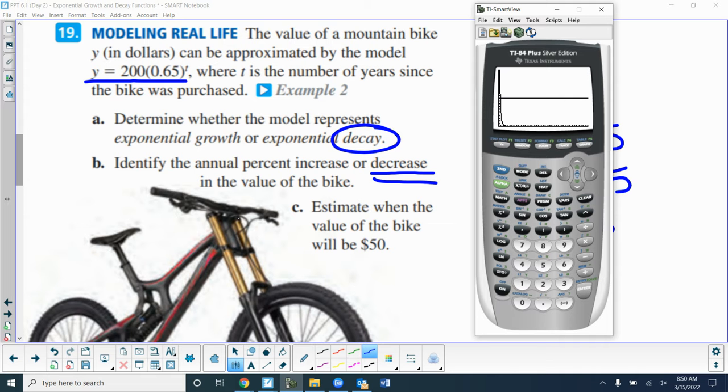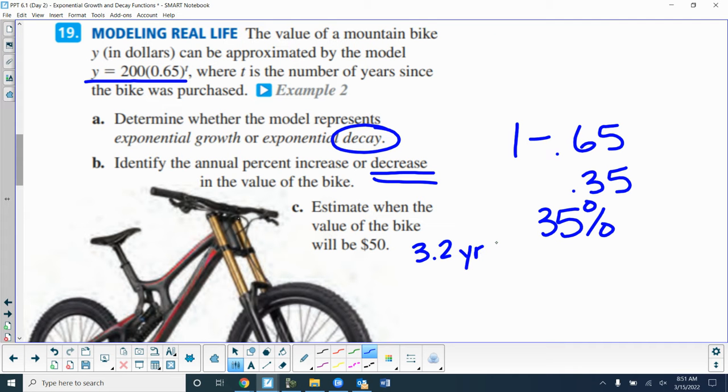All right, so how do I get the intersection? Do you guys remember? You have to hit that line trace. Close. Second trace. Second trace. Thanks, Vin. Second trace, number 5. And just hit enter 3 times. All right, so 3.2 years, it'll be worth $50.